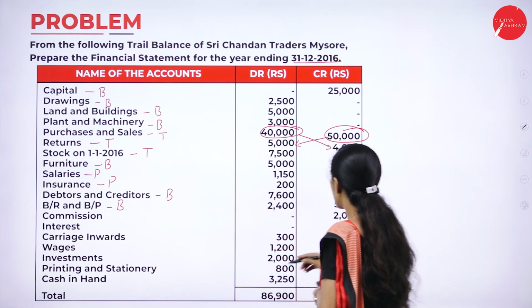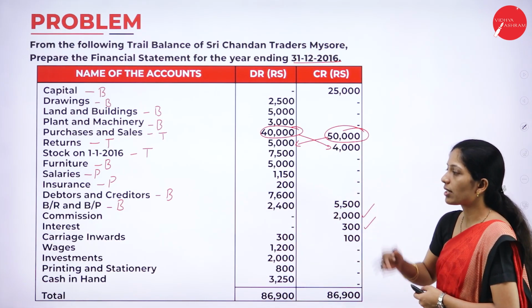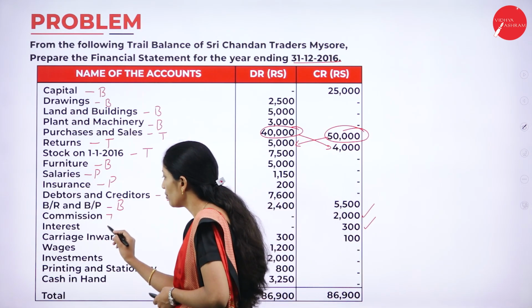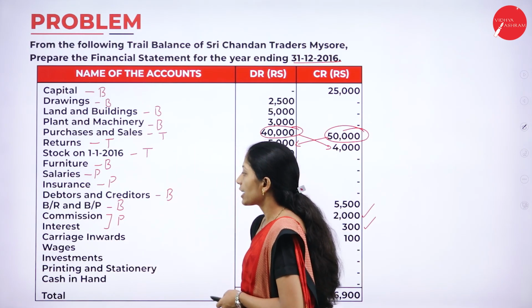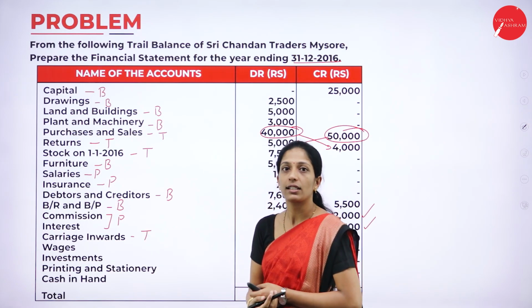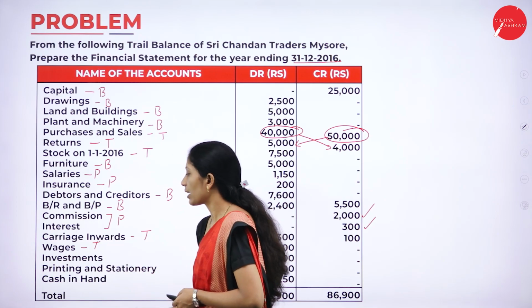So, commission and interest, see the amount they have given in the credit side, it means commission received as well as interest received. Both we have to take in profit and loss account, that is in the credit side. Carriage inward. So, carriage inward is a direct expense, so we will record in the trading account. Wages also it is a direct expense, trading account.